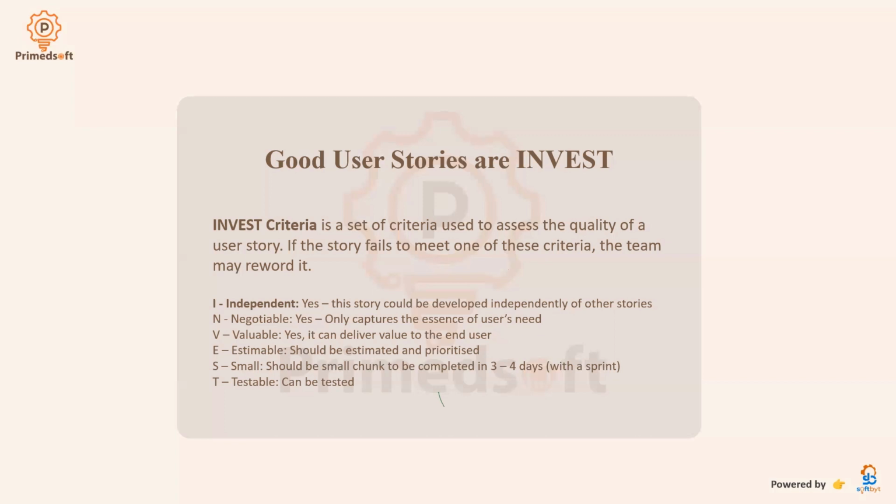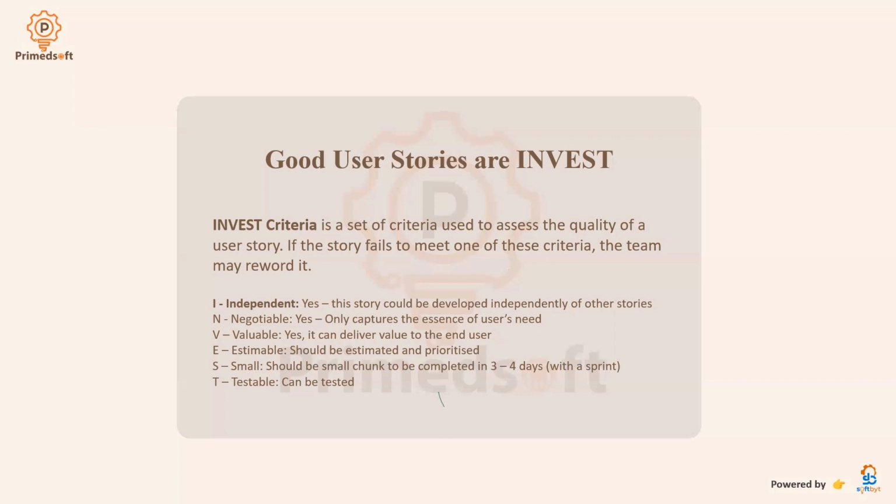And that is, it needs to be valuable. It delivers value to the end user. That story, remember, it's independent. It's a feature that you want to develop. So it needs to deliver value to the end user. It is also estimable, which is E. It should be estimated and prioritized, you know, during the Scrum ceremony when we estimate a story. So a user story should be estimable and can be prioritized.